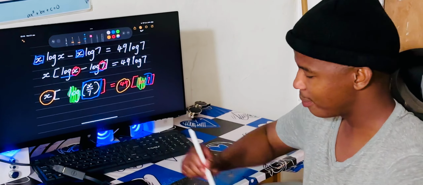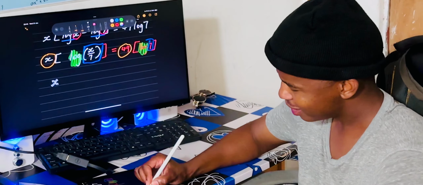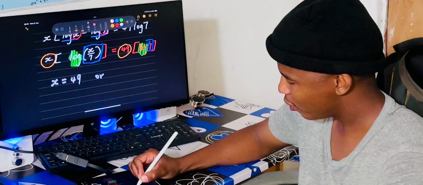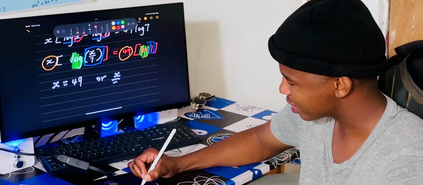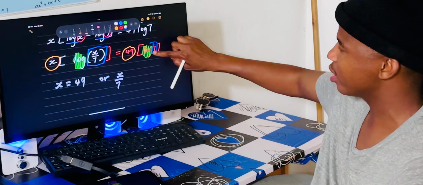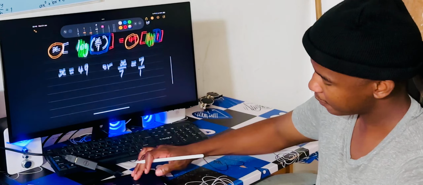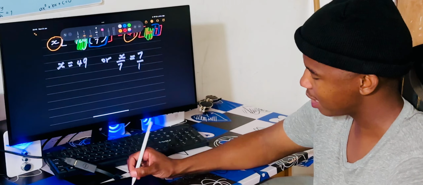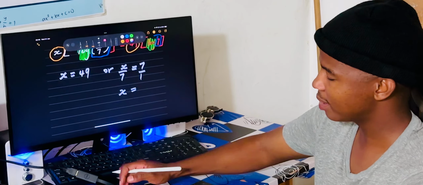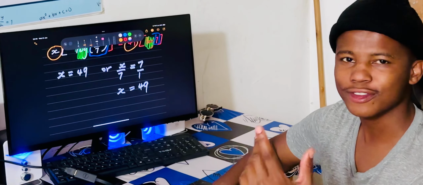Okay, and by default we can see that excitingly x is equal to 49, or x over 7, which is this part. You see the part after the log must go with this part, which is equal to 7 over 1. Then cross multiplying, x times 1 will give us x, and 7 times 7 will give us 49. Indeed, the value of x is 49.